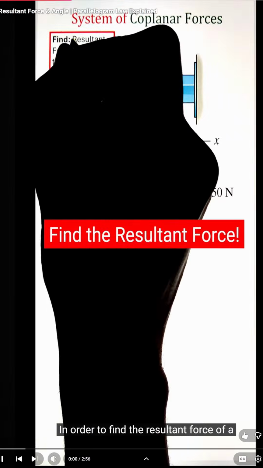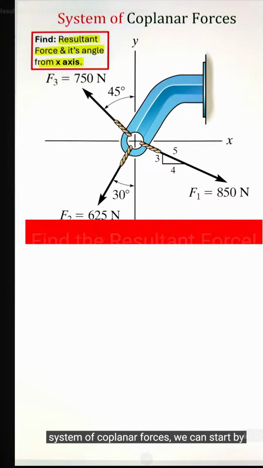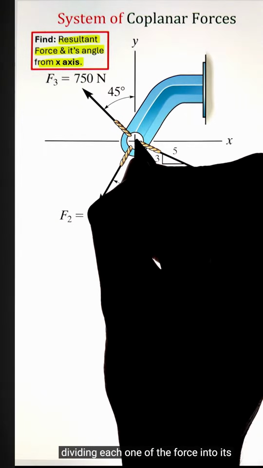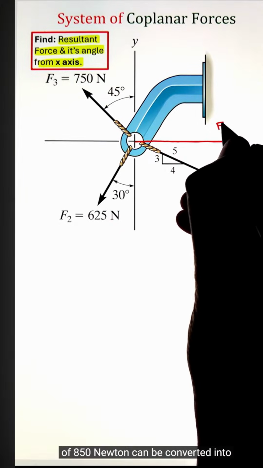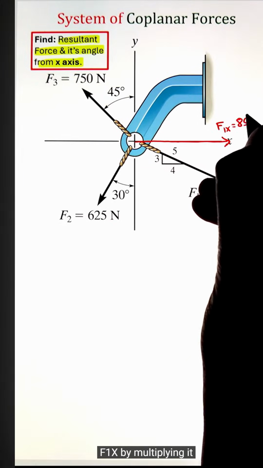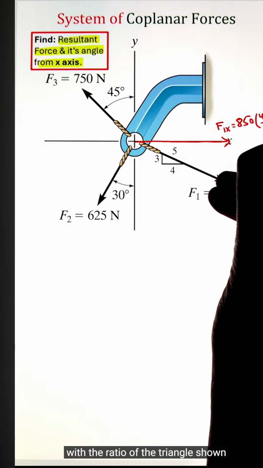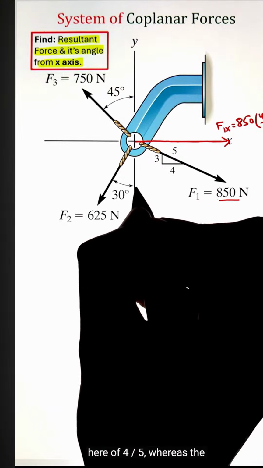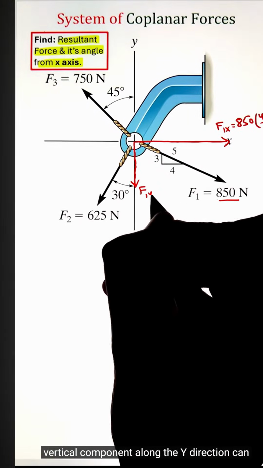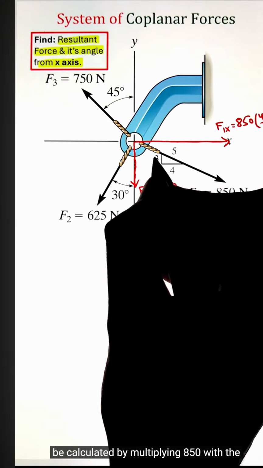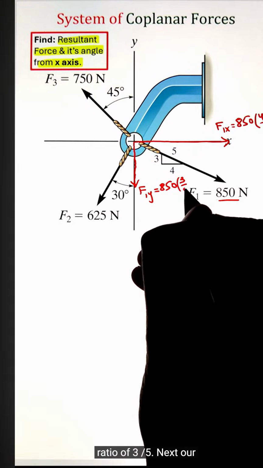In order to find the resultant force of a system of coplanar forces, we can start by dividing each one of the forces into its rectangular components. So our force F1 of 850 Newton can be converted into F1x by multiplying it with the ratio of the triangle shown here of 4 divided by 5, whereas the vertical component along the y direction can be calculated by multiplying 850 with a ratio of 3/5.